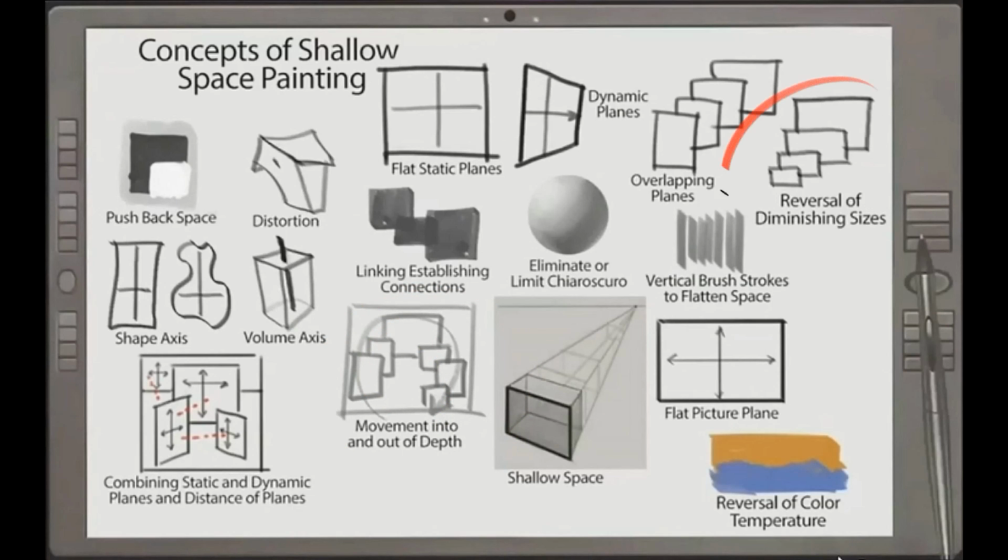In addition, there is this reversal of diminishing sizes. So what that means is that shapes that are further back are made larger in size instead of smaller. And as they come forward toward the picture plane, they get smaller. And you can see Cezanne doing this in his paintings. And because he reverses perspective, he brings everything closer to the picture plane, and thereby he makes the space in which these shapes and forms exist more shallow. Brings everything closer to the viewer of the painting.